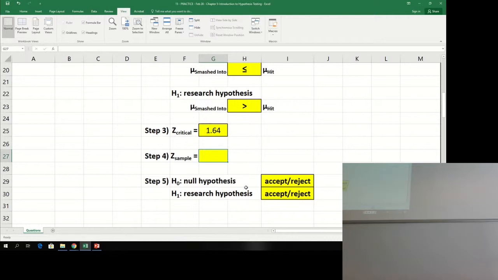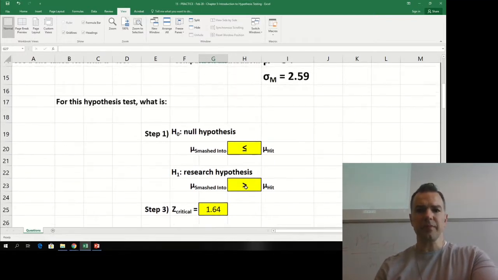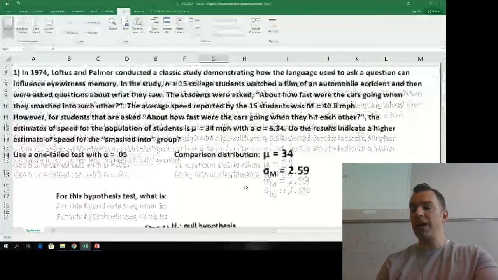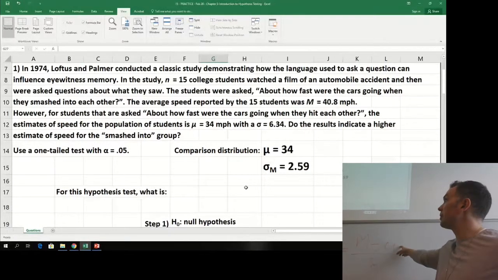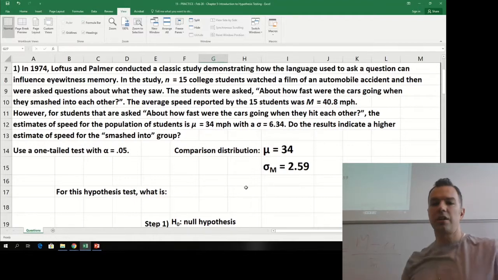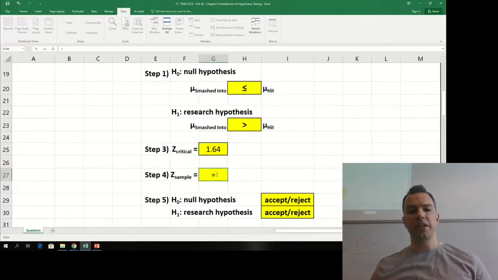So for that, we use our formula for z-score, and we have our sample mean minus the mean of the comparison distribution, all divided by the standard deviation of that comparison distribution. So we go back up to our question here, and we have a sample mean of 40.8 miles an hour, comparison distribution mean of 34, standard deviation of 2.59. So you can put that directly into the answer cell here.